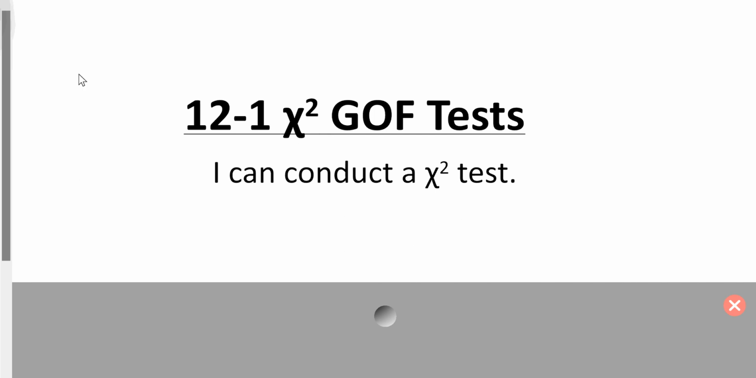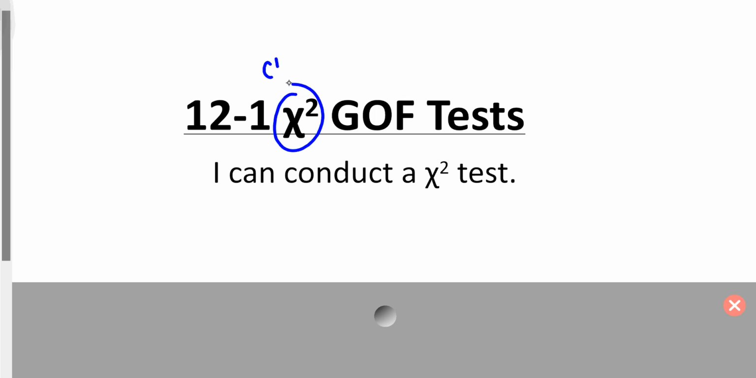Well, goodness gracious, we're on to chapter 12. Maybe I shouldn't say goodness gracious, maybe I should say goodness of fit. Because guess what? That's what this GOF stands for. We're going to get into chapter 12. The first part of chapter 12 deals with these things right here.